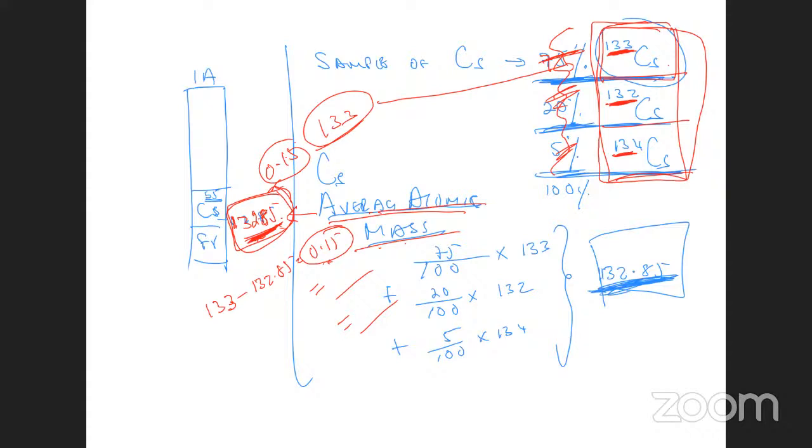Okay. All right. So clear this one. We'll do a few questions. So suppose you have 80% of iodine 127, 17% of iodine 126, 3% of iodine 128. Okay, so if they ask you to calculate the average atomic mass, what do you do?